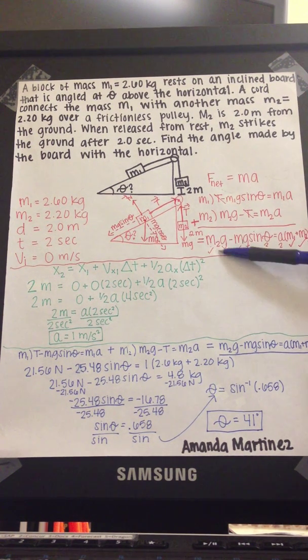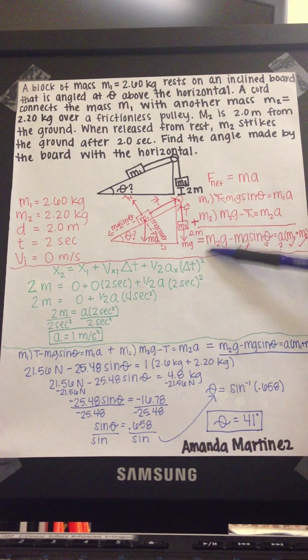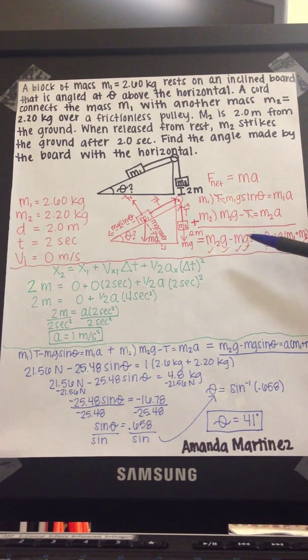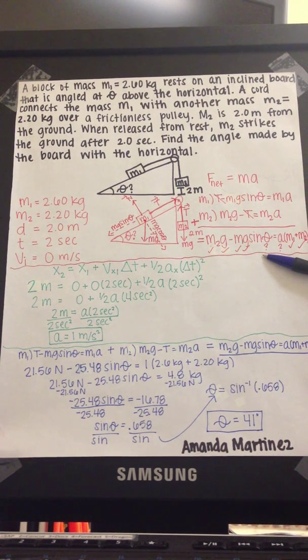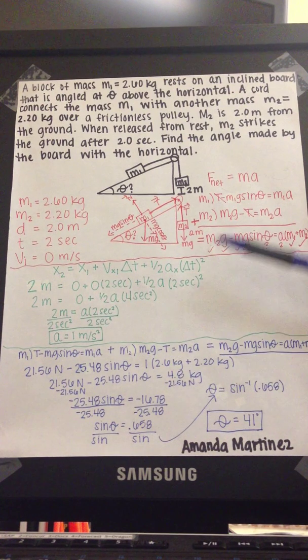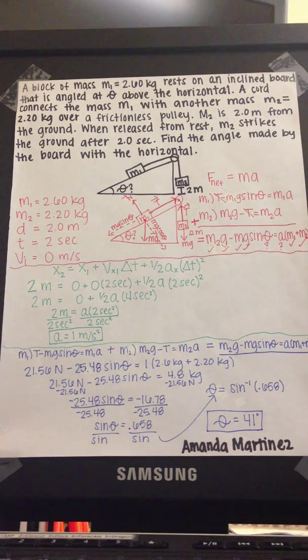So after that, I looked at this equation and I saw that I have values for the masses and a value for g. I don't have theta, and I don't have a value for a, which is acceleration. So then I come down here and solve for a, because in order to get theta, we need to know a.